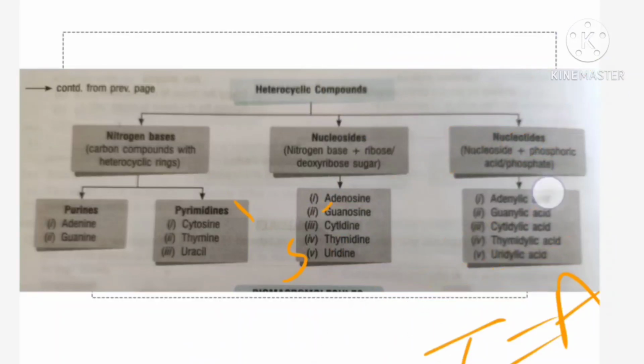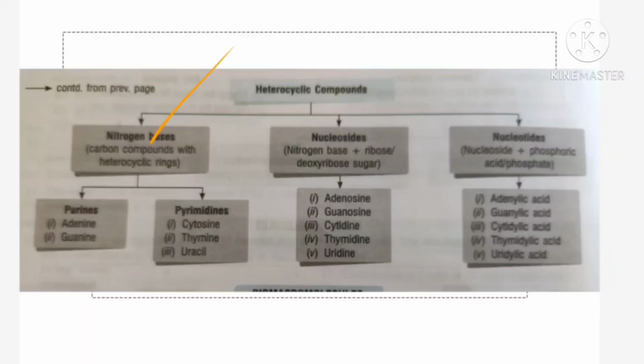Okay. So, heterocyclic compounds, I told you, DNA or RNA is the biomacromolecule. So, when you are seeing this DNA or RNA, bigger molecules are made up of smaller molecules, the heterocyclic compounds. It's of 3 types. So, what are they? The smallest one is the nitrogenous bases. They are of 2 types, purine and pyrimidine. Purine is of 2 types, adenine and guanine. Pyrimidine is of 3 types, cytosine, thymine and uracil.